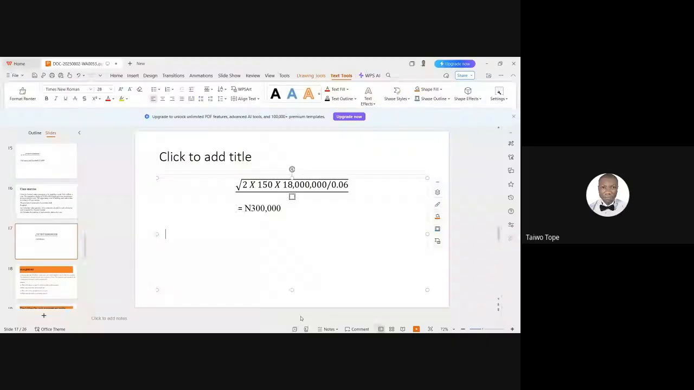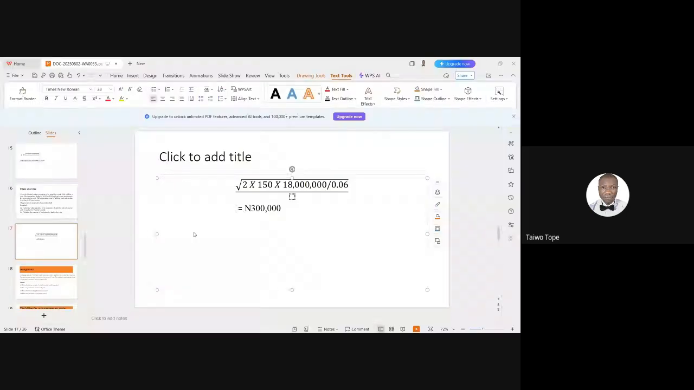Please, somebody should do the computation and take screenshots using your calculator. Just screenshot your computation on the calculator and send it to the group so that everybody can see how it works. Yes, you can just snap your calculator and send it to the platform so that everybody will get it.